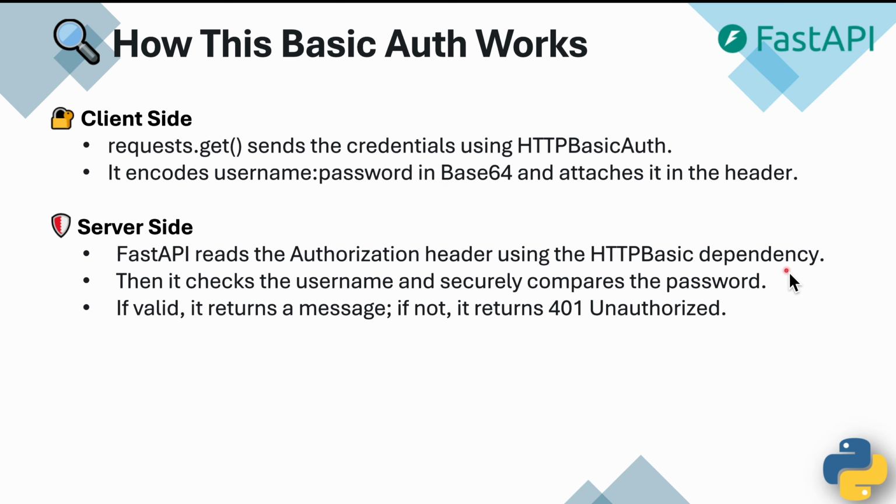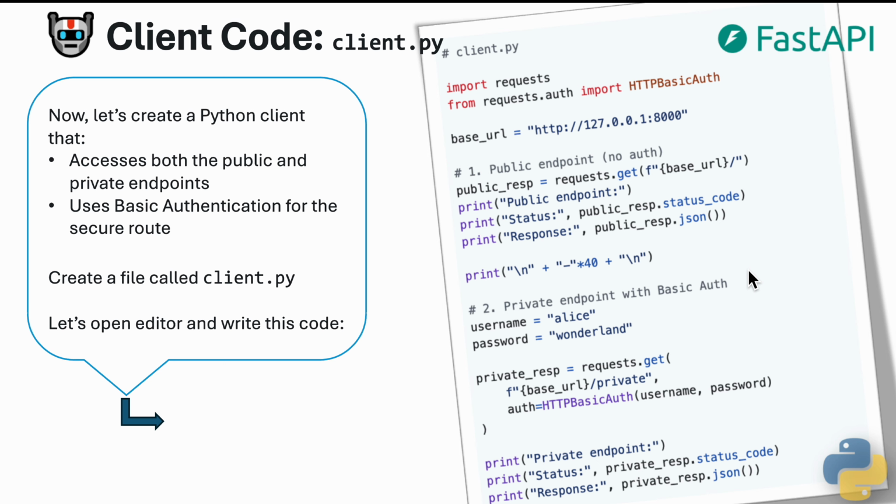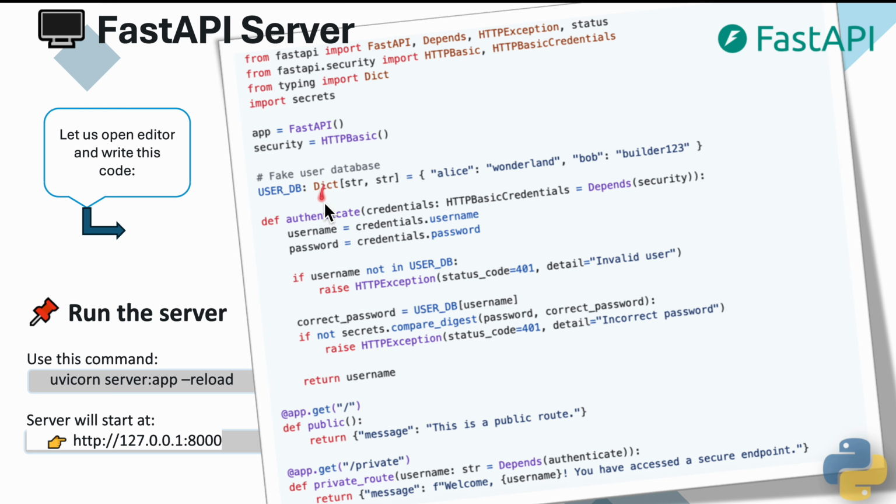I have already showed you, but let me show. Then it checks the username and compares the password. If valid, it returns the message. If not, it returns 401 unauthorized. So this dependency thing I just spoke about: on the client side there is nothing FastAPI related. On the server side, all that FastAPI basic authentication we have implemented.